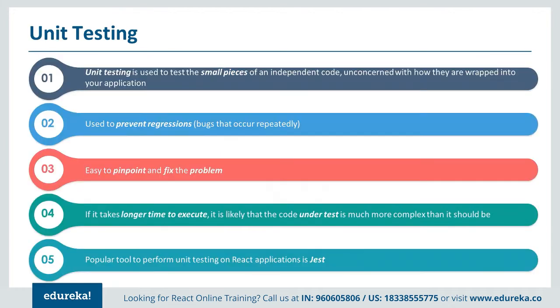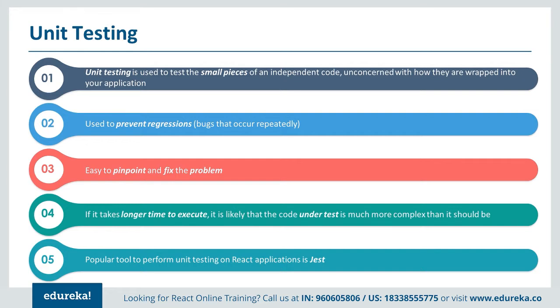Unit testing is used to test a small piece of independent code, unconcerned with how it is wrapped in your application. It helps to prevent regression, and makes it easy to pinpoint and fix the problem. If it takes longer to execute, it is likely the code under test is more complex than it should be. A popular tool to perform React testing is Jest and Enzyme.